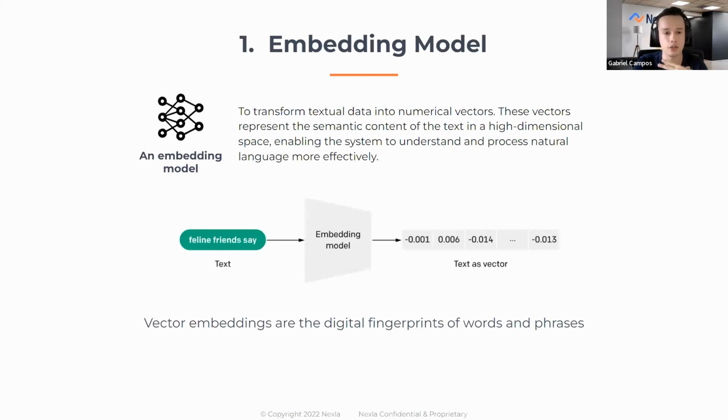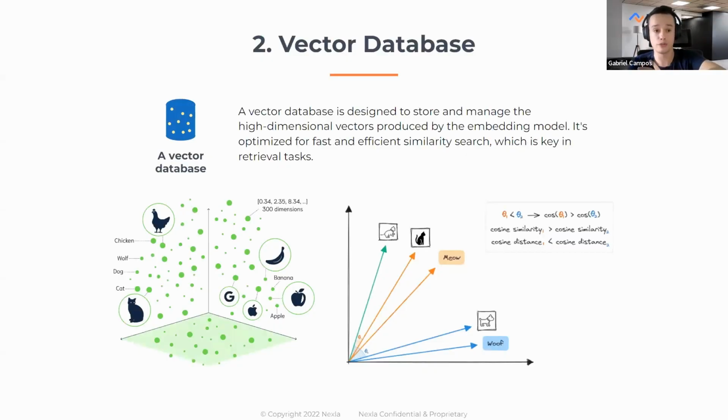And I like to think that vector embeddings are like digital fingerprints of words and phrases because they help the computer recognize what each word means. And this step is super important because it helps the system work with our language. If we were to do this with free text, it would be much harder and computationally heavy to process all this data.